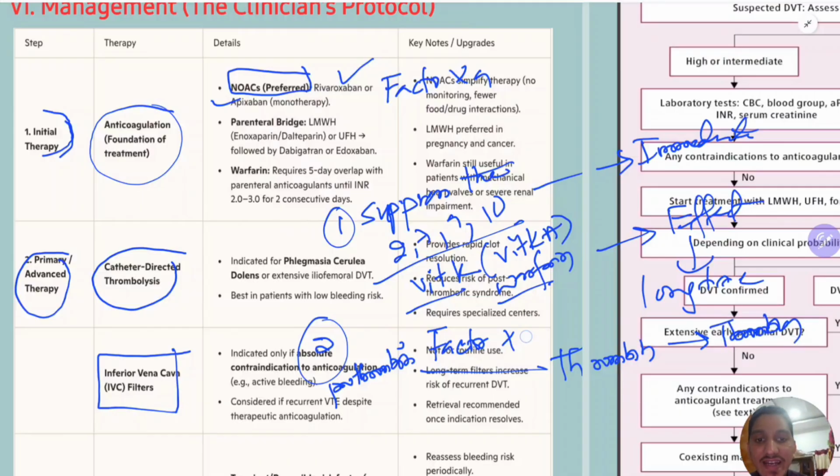So factor 10A inhibitors act here, and prothrombin is inhibited by something called dabigatran. Thrombin is direct. Sorry, not dabigatran. I'm very sorry. So factor 10A is inhibited by these novel oral anticoagulants (NOACs), and the direct thrombin inhibitor is dabigatran.